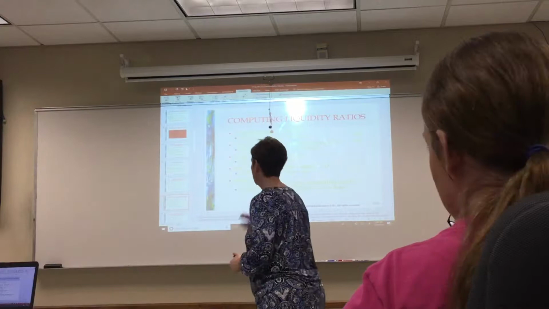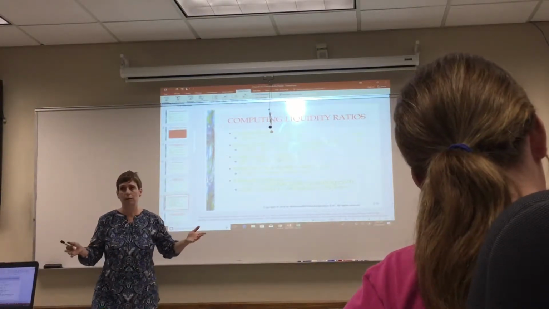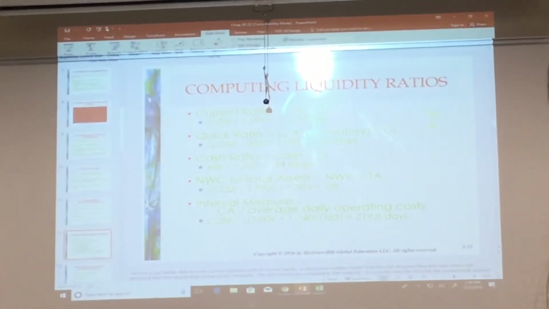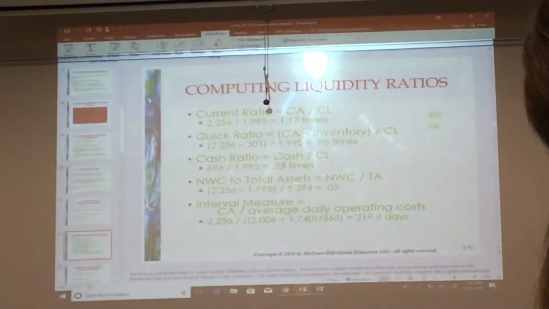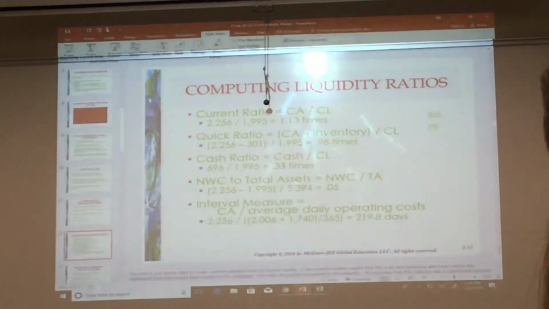Okay, so let's start off here. First one, current ratio. Current ratio is probably one of the most common liquidity ratios. How do you calculate it? You take your current assets, divide it by your current liabilities. Bingo, easy. All right, both of those items come off the balance sheet. You can find them easily.